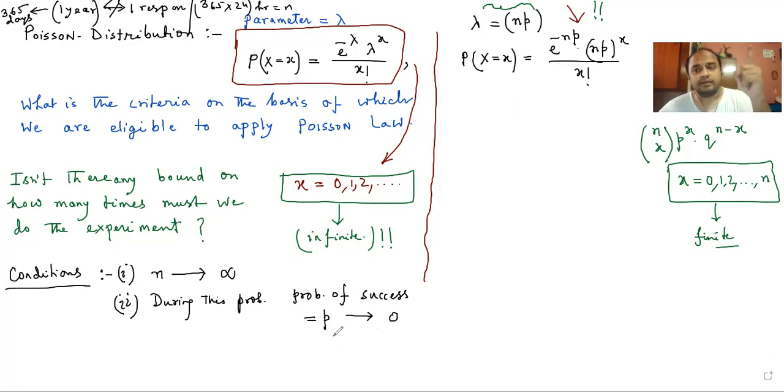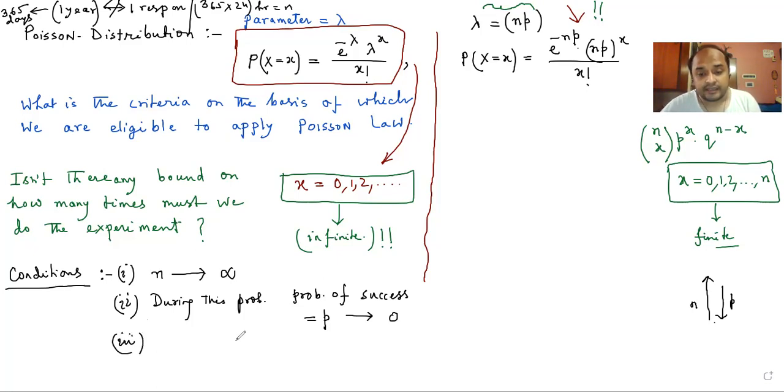So in observation, the number of observations is increasing in the increasing direction, and the probability of success is in the decreasing direction. This is the direction of movement of the number of experiments, and this is the direction of movement of the probability of success. In this situation, these are the two conditions. The third condition is also very important.